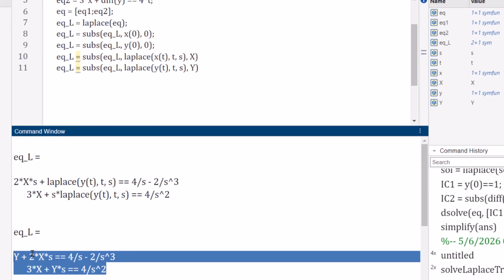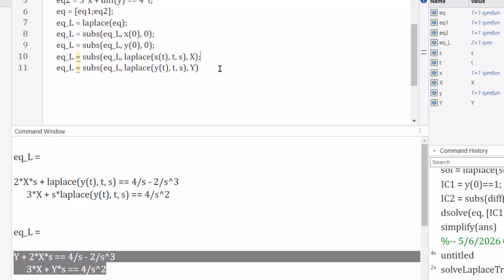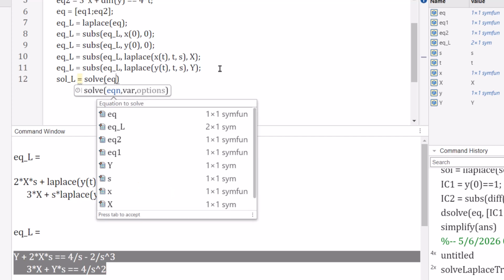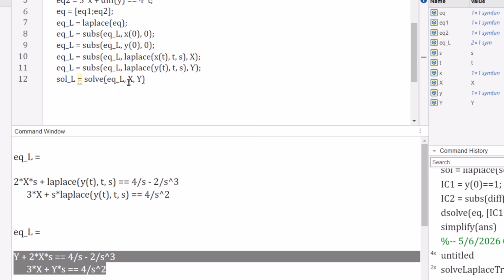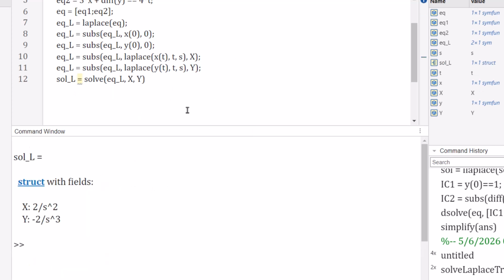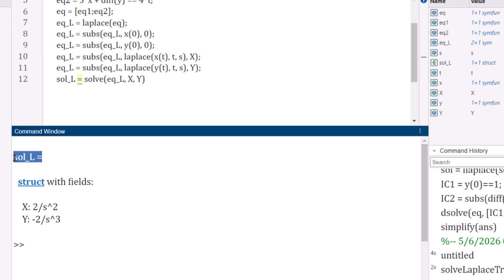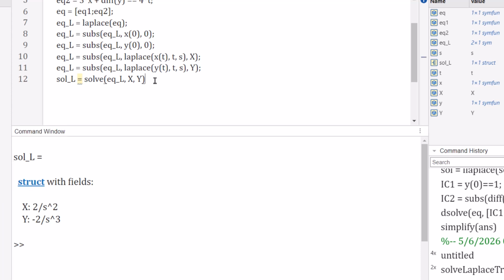Now here are my simple equations in the Laplace domain, and I'm going to solve them using the solve command. I define X and Y as the variables of my solution. So now I have a variable named sol_L, and it is a structure with two fields, x and y. So in order to find my answer in the time domain, I need to take the inverse Laplace transform of both of these.